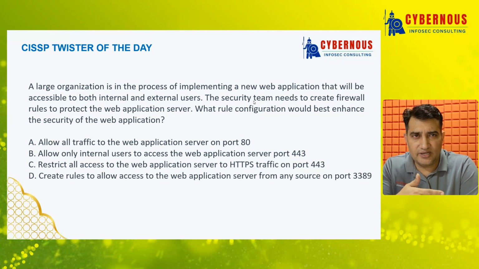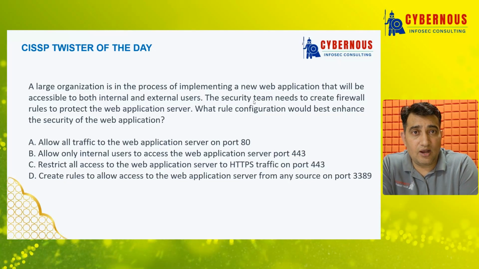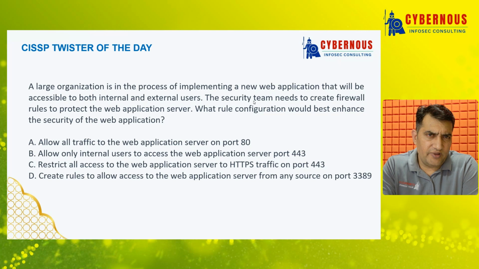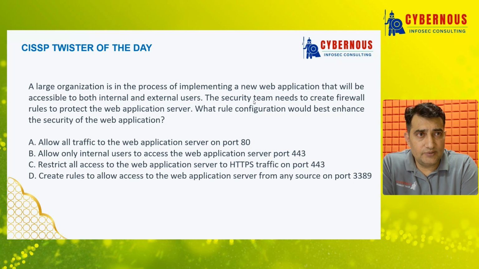We'll go to option number B, which says allow only internal users to access the web application server on port number 443, which is very well a right statement. But in CISSP, many times you have to think like a manager. So in this particular case, you have to think like a manager. Even though this option looks correct to me, it only addresses the problem for the internal users. What about external users? It doesn't talk about that, and that's the reason why I will still hold on to this question and will go to option number C.